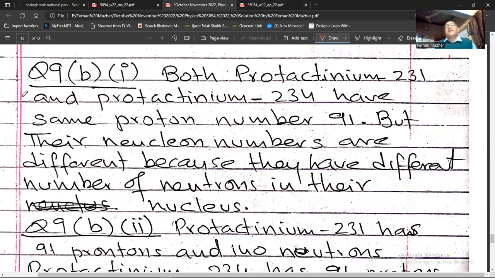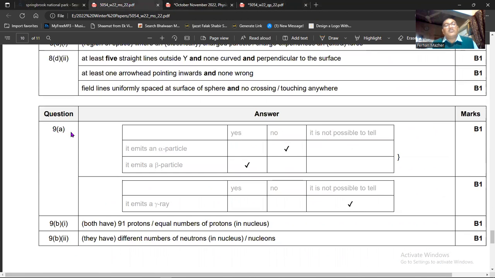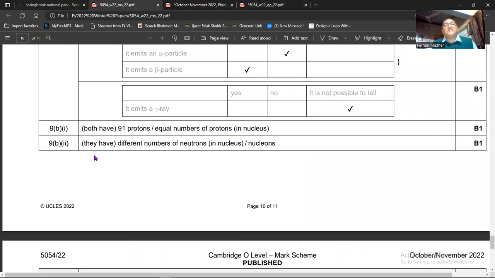It says both protactinium 231 and protactinium 234 have the same proton number 91, but their nucleon numbers are different because they have different numbers of neutrons in their nucleus. So that's question number 9B, first part.